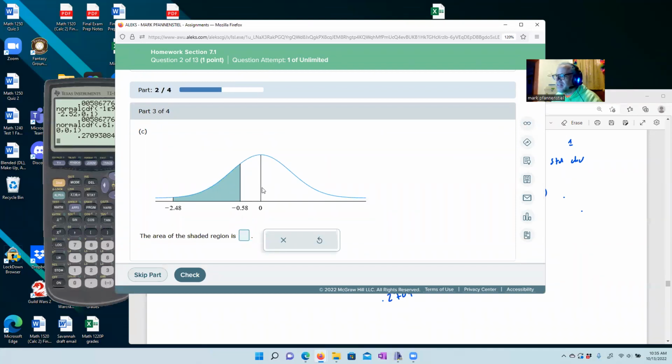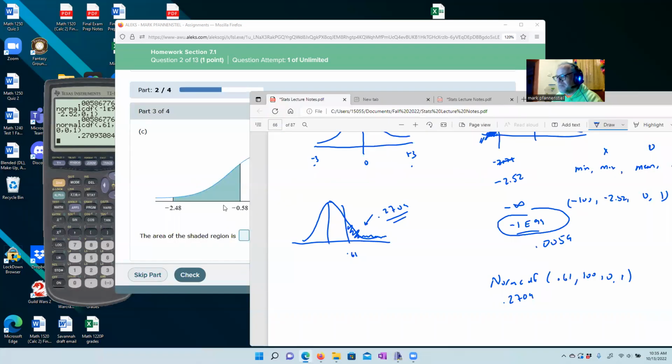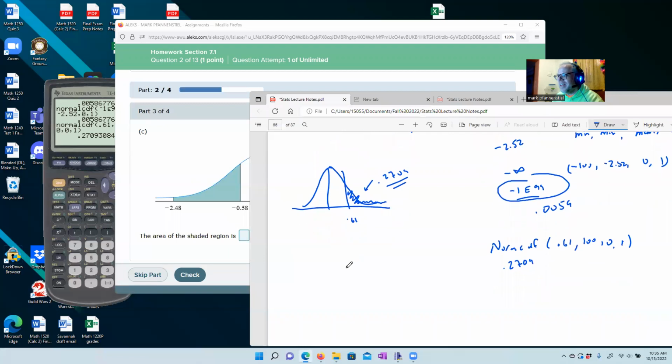This used to be a really hard problem because we'd have to look up two different numbers on our table and subtract and do all of that work. It is actually easier for you guys because you don't have to think about what's a big number. They tell you they want it between negative 2.48 and negative 0.58. So they just want this little trapezoid here. That's the area they want, this part in here.